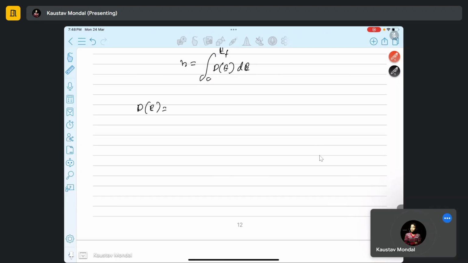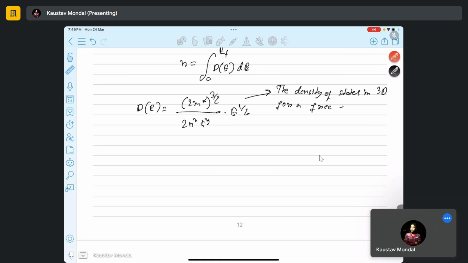The density of electrons at a particular state E for a 3D free electron gas would simply be (2m*)^(3/2) / (2π² ħ³) times E^(1/2). This is nothing but the density of states in 3D for a free electron gas. Okay.